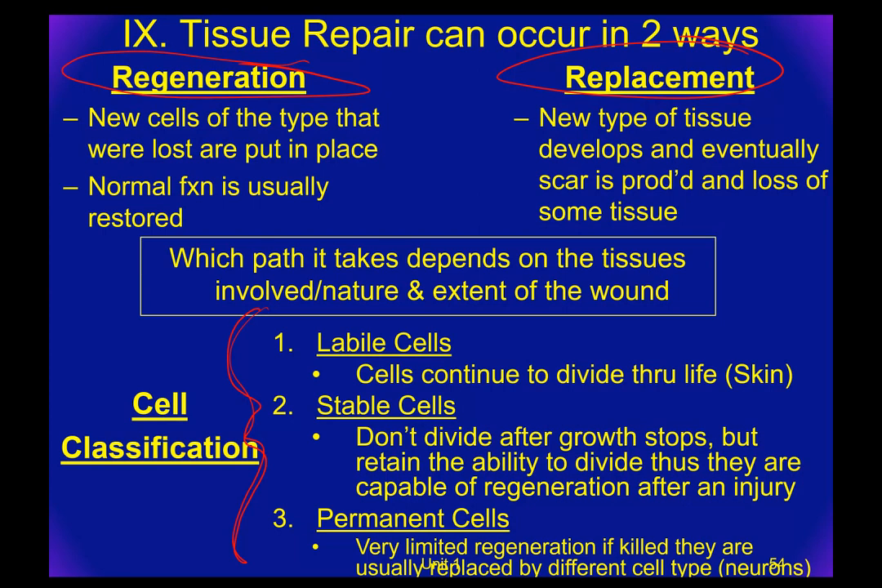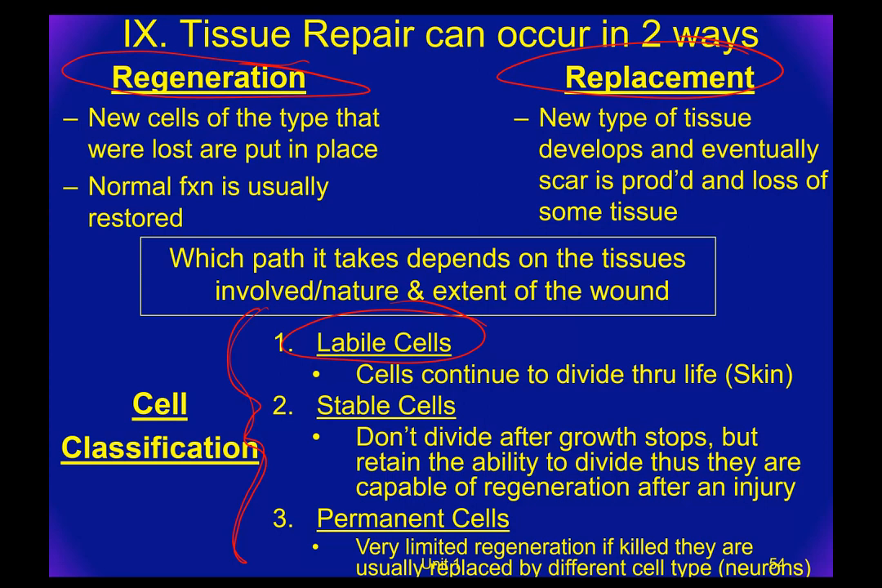Labile cells. Labile cells are cells that basically continue to divide throughout your life. Your skin is a real good example of this. Your skin grows all the time. Every single second of every single day, you are making new skin. That's why I can trip and skin my knee and it heals and I still have skin there.